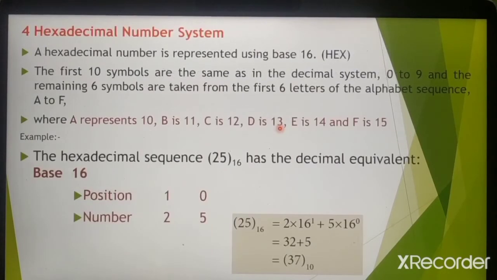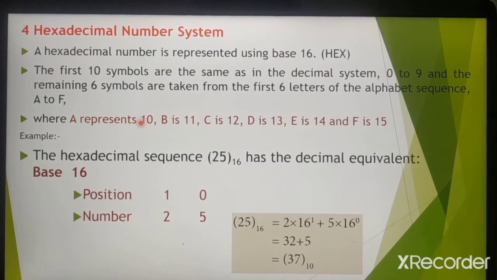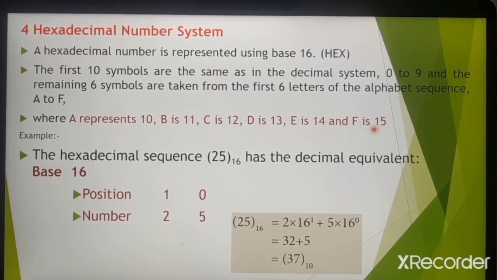Next one is hexadecimal number. Hexa means 16. Here we have 16 digits, from 0 to 9 and the alphabets A to F. Totally we have 16 digits. So A represents the value of 10, B represents 11, C is equal to 12, D is 13, E is 14 and F is 15. Totally we have 16 numbers, so we simply call it hexadecimal numbers. We have to consider the base value as 16.